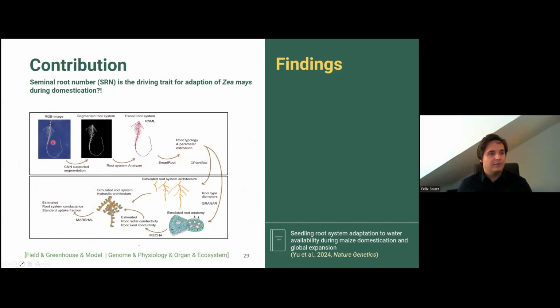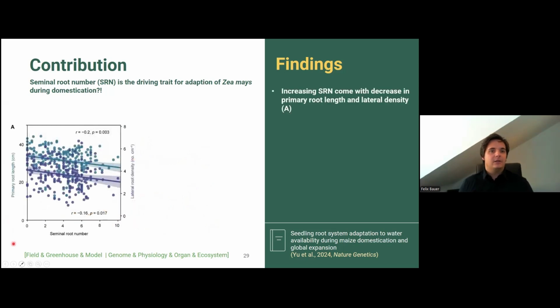And we could apply the phenotyping to model pipeline that I just introduced to a certain amount of images, a few hundred images of maize genotypes. We phenotyped them, extracted model parameters from them, and did the simulation with cPlantBox to estimate the root system conductance for the different genotypes. And first of all, we could see, and that was very interesting, that increasing similar root number comes with a decreasing primary root length and a decreasing lateral density. So this was an architectural relationship that was uncovered until then.